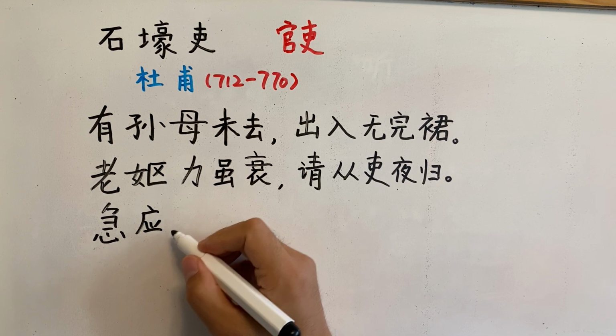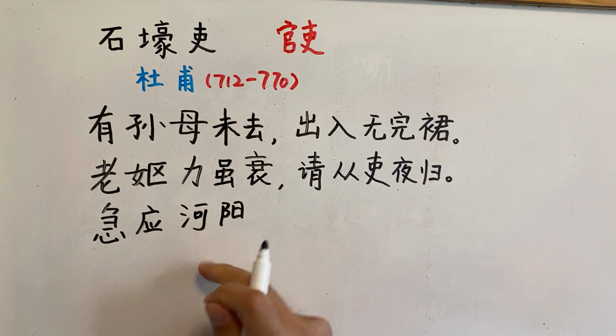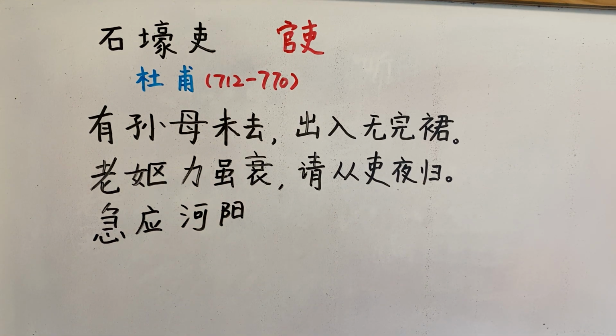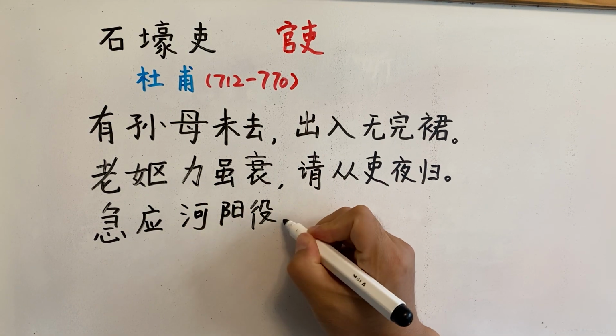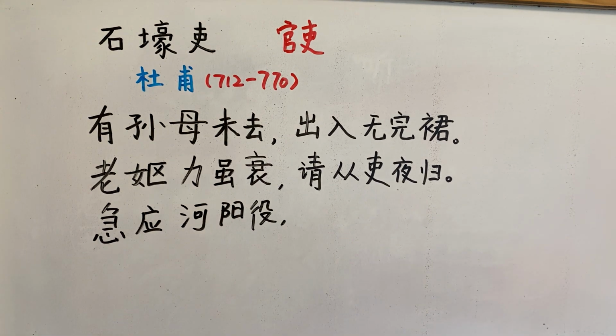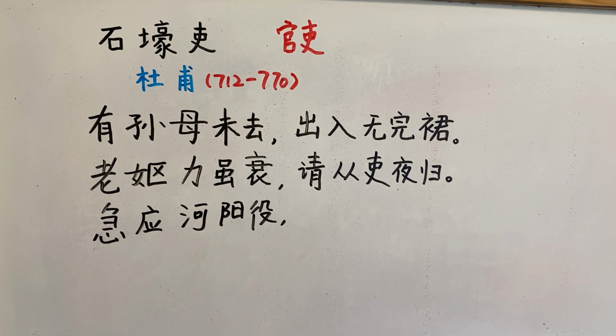急应河阳役. Heyang is a place. I guess Heyang, the place, is a battlefield. It's where the battle is taking place. 河阳役. This yi means the war, right? Or the battles. 河阳役. To respond to the Heyang battles, right, hurriedly. So this 急 can be seen as adverb.